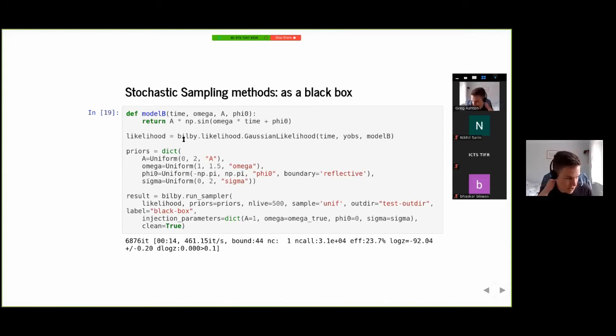Here the sampler being used is dynesty in this case. That's the default when you run the sampler. You could specify that with sampler equals dynesty or some other sampler. We'll see examples of how to set that exactly in a moment.